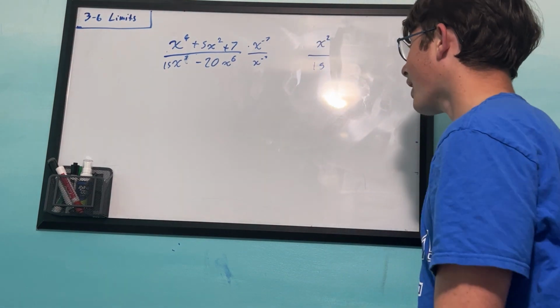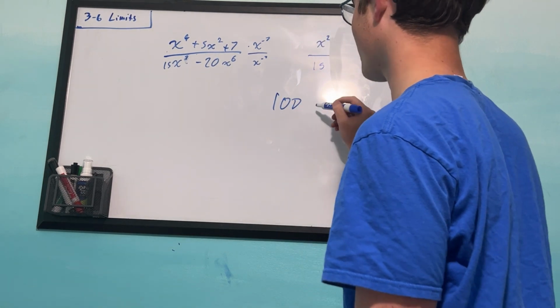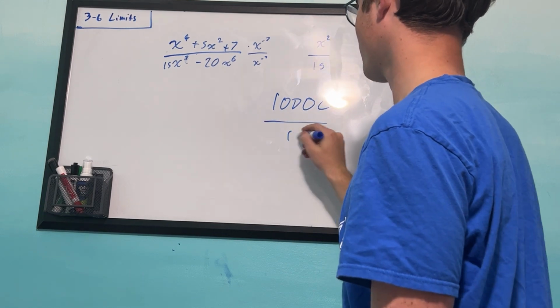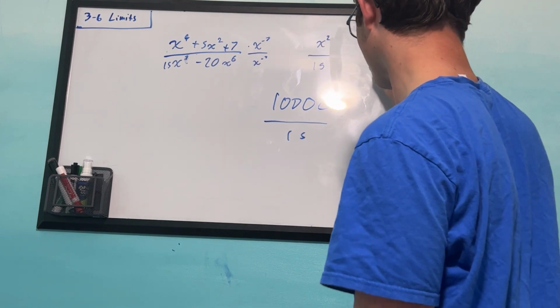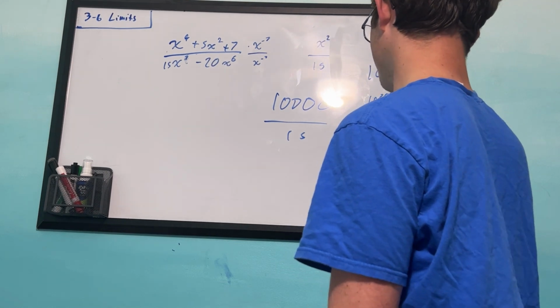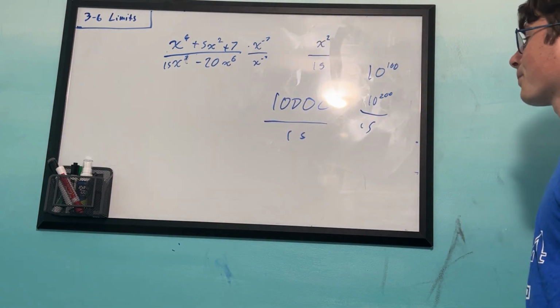Well, if you think about it, if you plug in 100 for x, x squared is already going to give us 10,000 over 15, and that's just at 100. So imagine we put in 10 to the 100, and we have 10 to the 200 over 15. So it's very clear to see that this is going to go out to infinity.